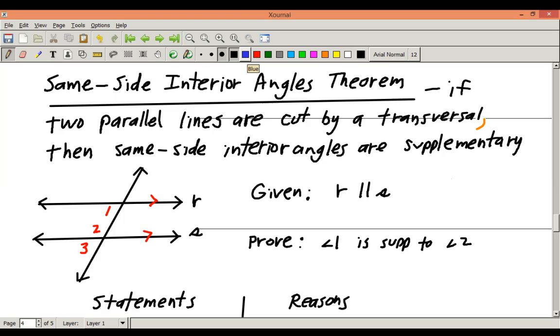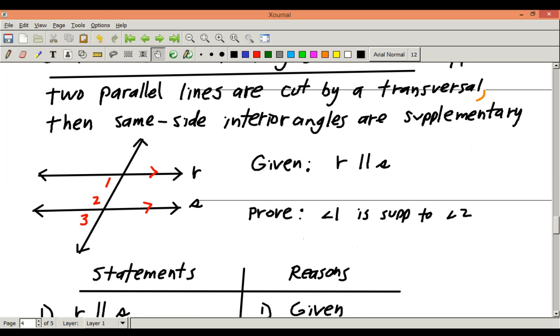So we're given the diagram. So line R and line S are parallel. You can see it's indicated by the arrows there. And so that's given as part of the hypothesis. We are trying to prove that the same side interior angles are supplementary. So we're trying to prove these angles 1 and 2 here are same side interior angles. We're trying to prove that they are supplementary. So I wrote that down. That's where we're heading.